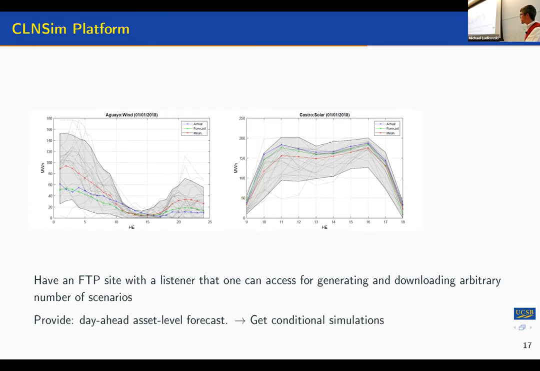Okay, so in fact, we have this thing now on, it's off today, but there's an FTP site. And if you have where to access it and a password to connect, then you can actually submit your own forecasts, and then you're going to get simulations back, as many as you want. So this thing is up and running as an engine that people can submit requests to. And right now it's calibrated to ERCOT, but essentially the statistical methodology is scalable to any other ISO in the country, around the world.